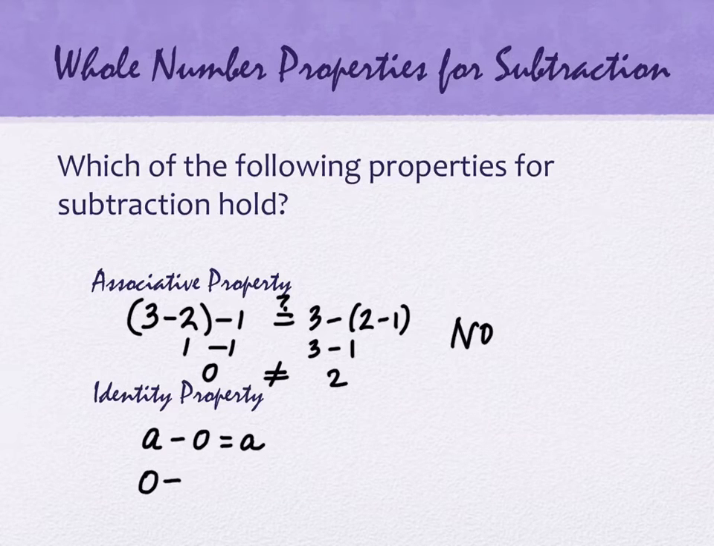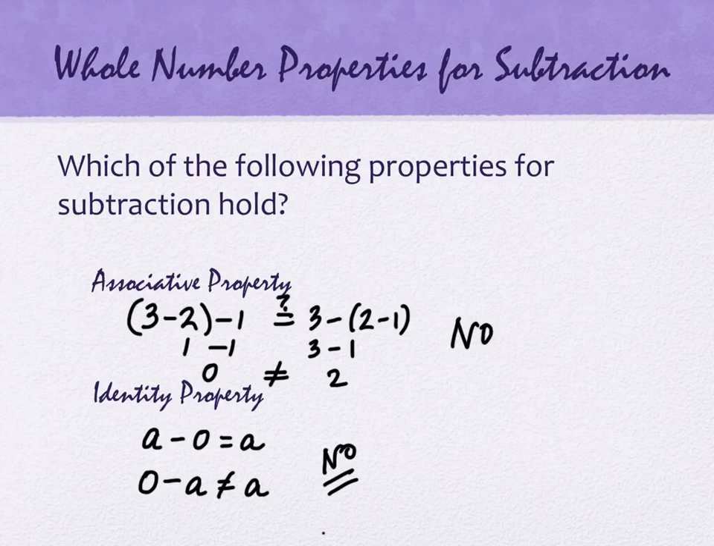The problem is that 0 minus a, or 0 minus 5, does not equal a, right? 0 minus 5 would end up giving me a negative, and that would be a problem. So again, there's no identity element either. So we are property-less, at least of those 4 properties with subtraction. Subtraction does not have these same properties for the whole number system that addition did.